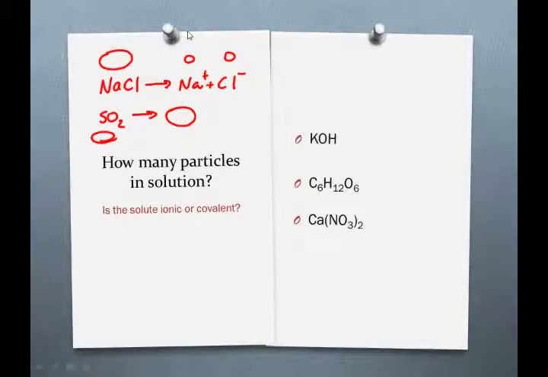So let's consider a couple of examples. Potassium hydroxide is an ionic compound. We know that because it's got a metal, that potassium, and it has hydroxide present. So when we put that into water, we will form a potassium ion and a hydroxide ion. And so it will make two particles.